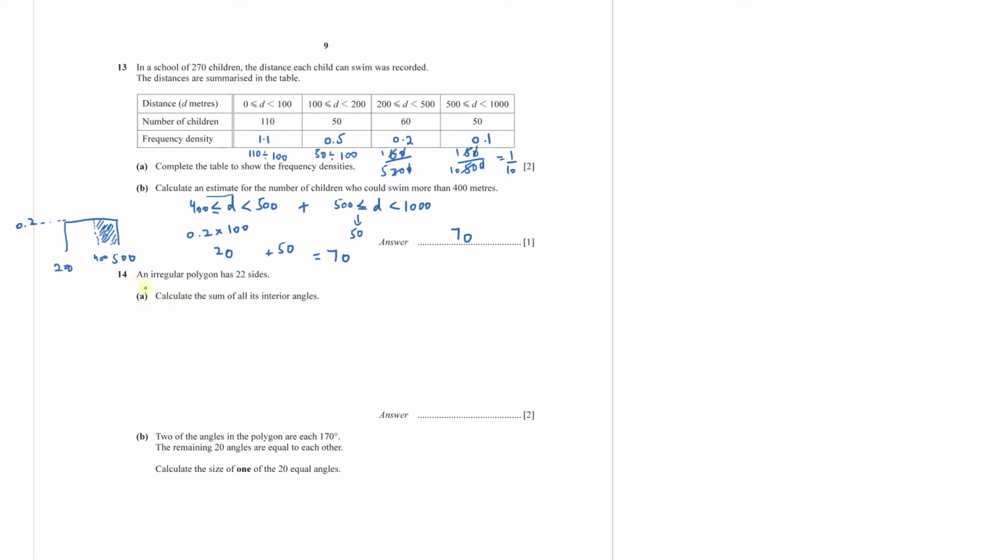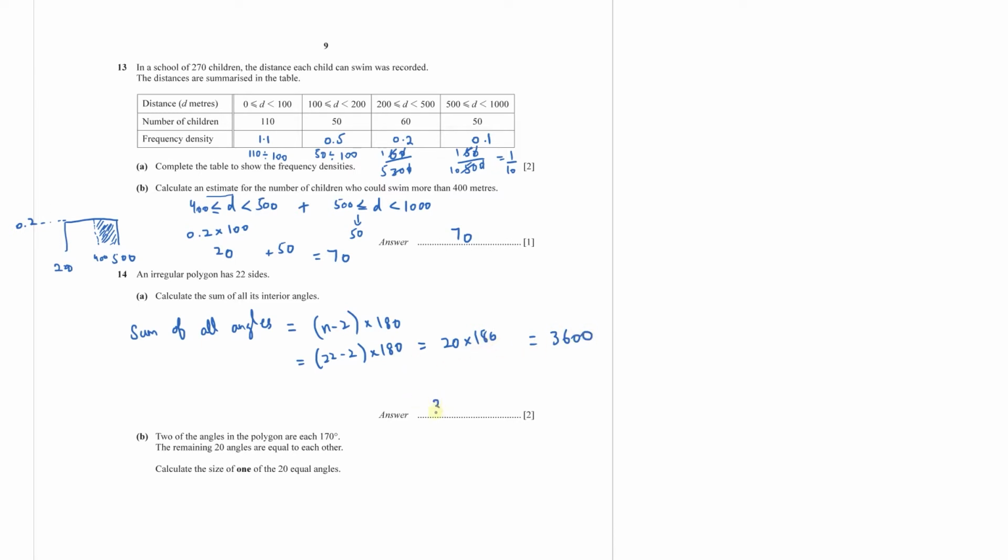So moving on to question number 14. An irregular polygon has 22 sides. Calculate the sum of all its interior angles. The sum of all angles for any polygon is given by (n minus 2) times 180, where n is the number of sides. So you have 22 sides here. You get (22 minus 2) times 180, which equals 20 times 180. 180 times 10 is 1800. Then you double that, you will get 3600.